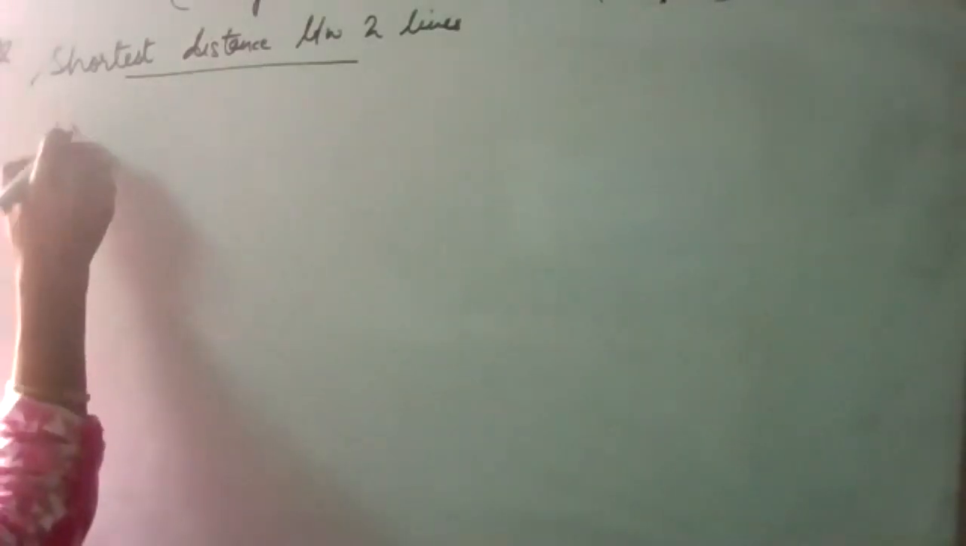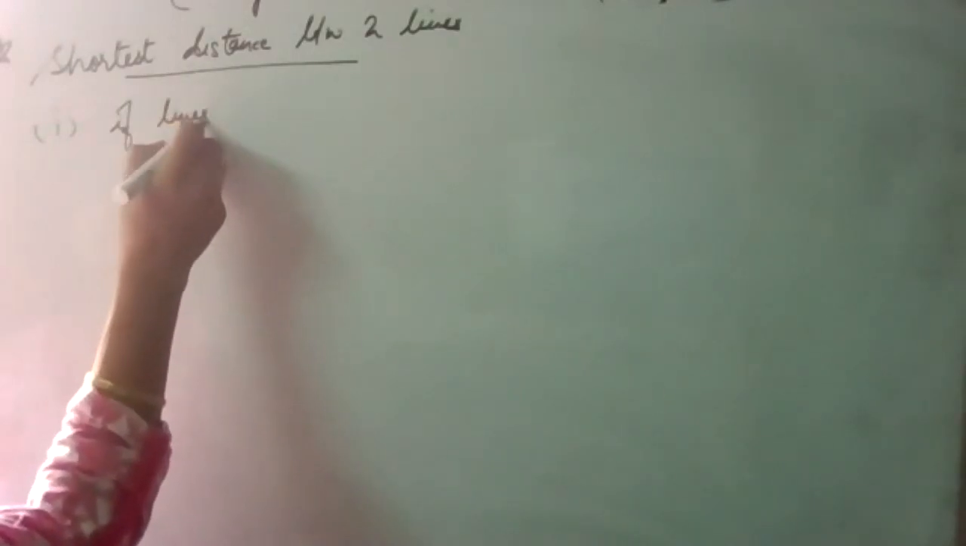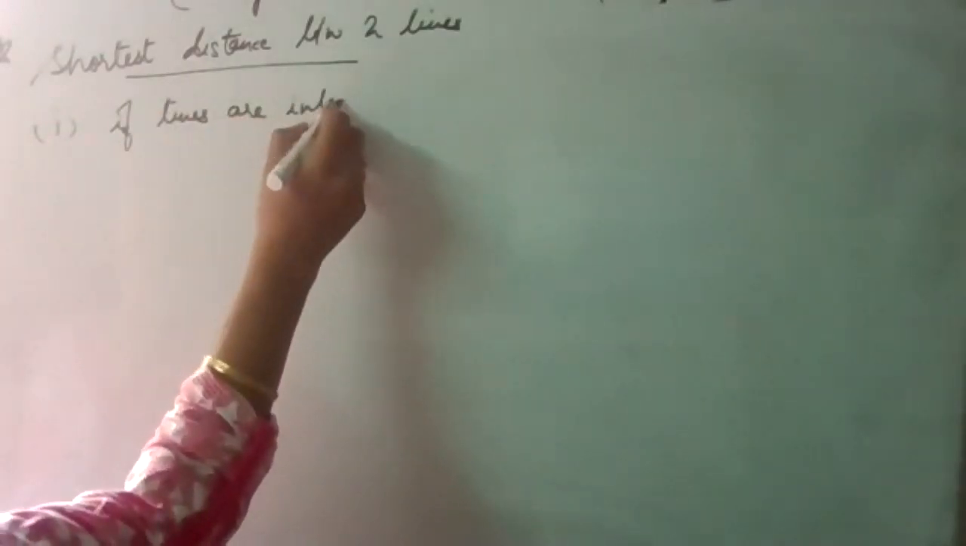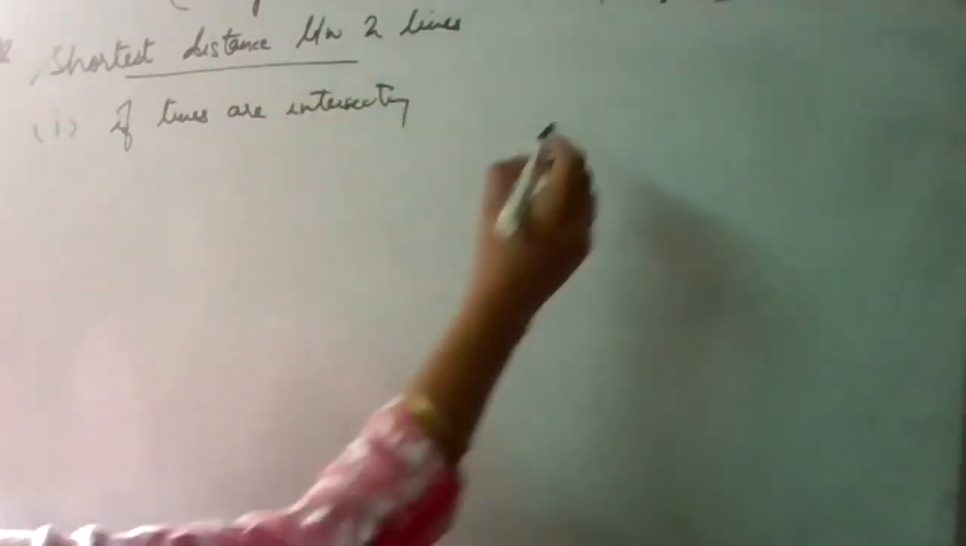Now, see, when we are talking about the shortest distance, we can have two types of lines. One is if the lines are skew lines. Now, what do we mean by skew lines? Skew lines are those lines which are neither intersecting nor parallel. See, 3 cases will be there. First one, if lines are intersecting, then the shortest distance will be 0.